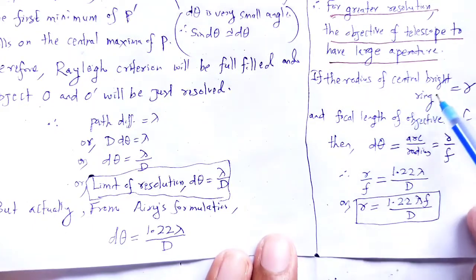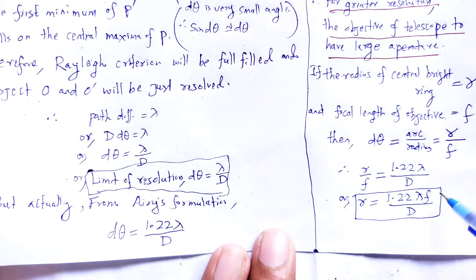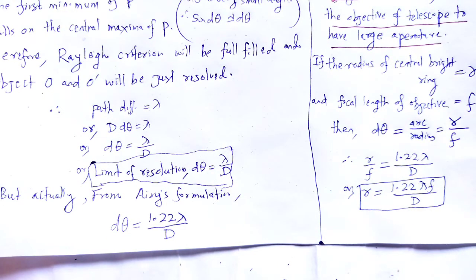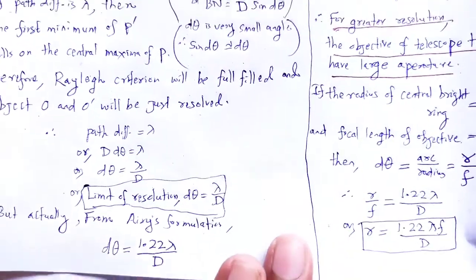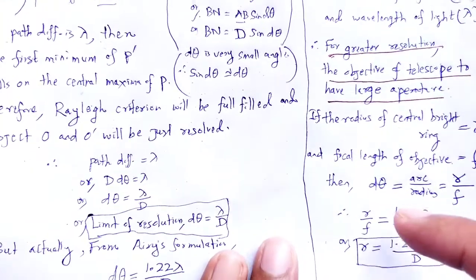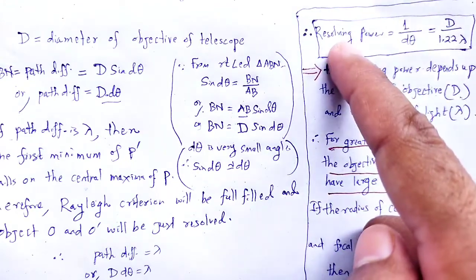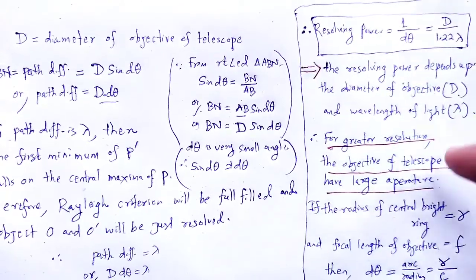So the radius of the central bright ring depends upon the wavelength of the source of light, the focal length of the objective of the telescope, and the diameter of the objective of the telescope. So the more the diameter of the objective of the telescope, the more the resolving power of the given telescope. That is the expression for the resolving power of a telescope.